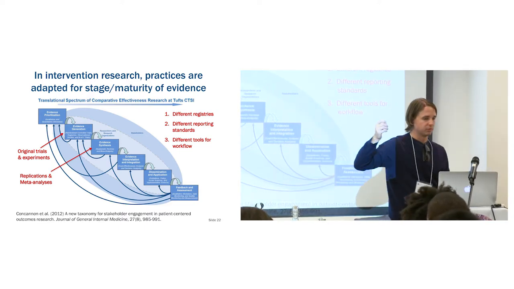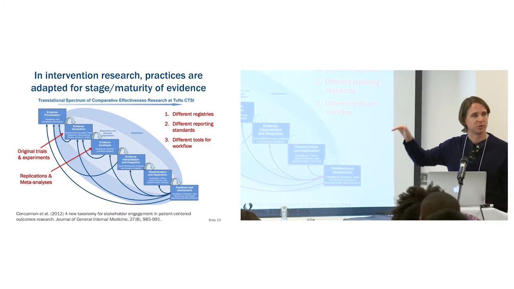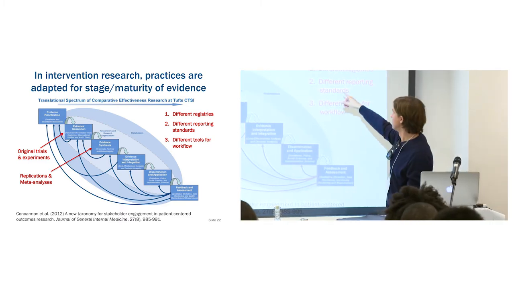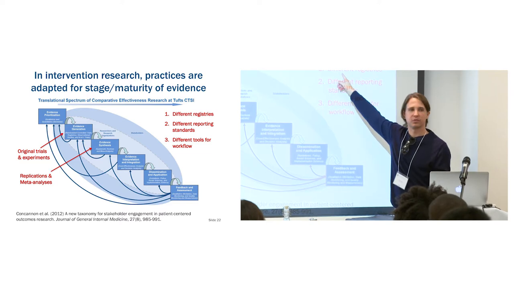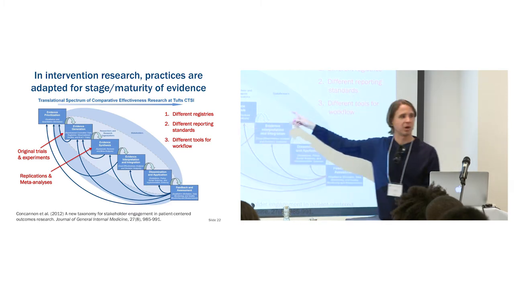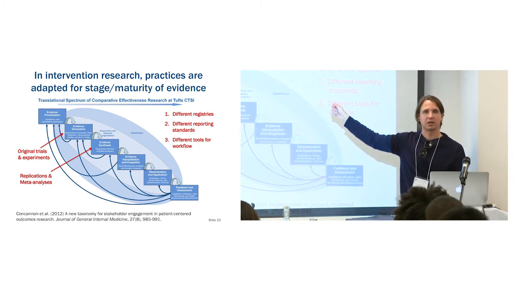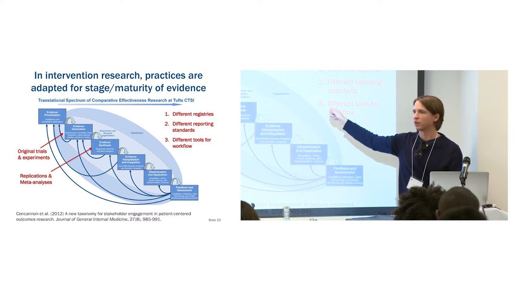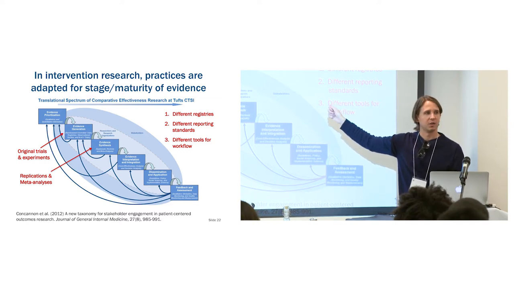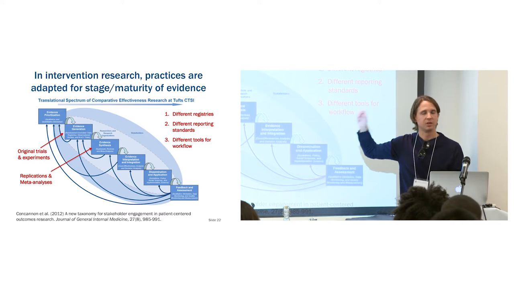And so, depending on the type of work that I'm doing, the maturity of the evidence, I might use Prospero, which is a registry for systematic reviews of the effects of health interventions, if I'm doing a review. But if I'm doing a trial, again, I might want to use clinicaltrials.gov, or the Open Science Framework, or the American Economic Association's registry. So the main thing I just want to say now is turn your brain on.